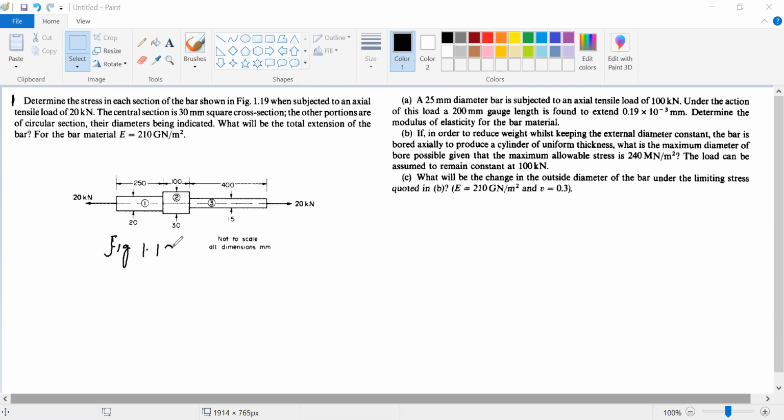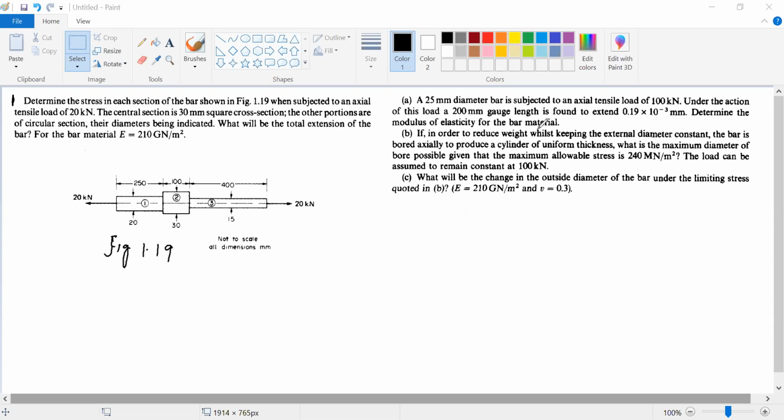In this figure we are given a bar which is subjected to an axial tensile load of 20 kilonewton. The central section is of 30 mm square cross section. The other portions are of circular cross section, their diameters being indicated. What will be the total extension of the bar? The same question as we have been doing.